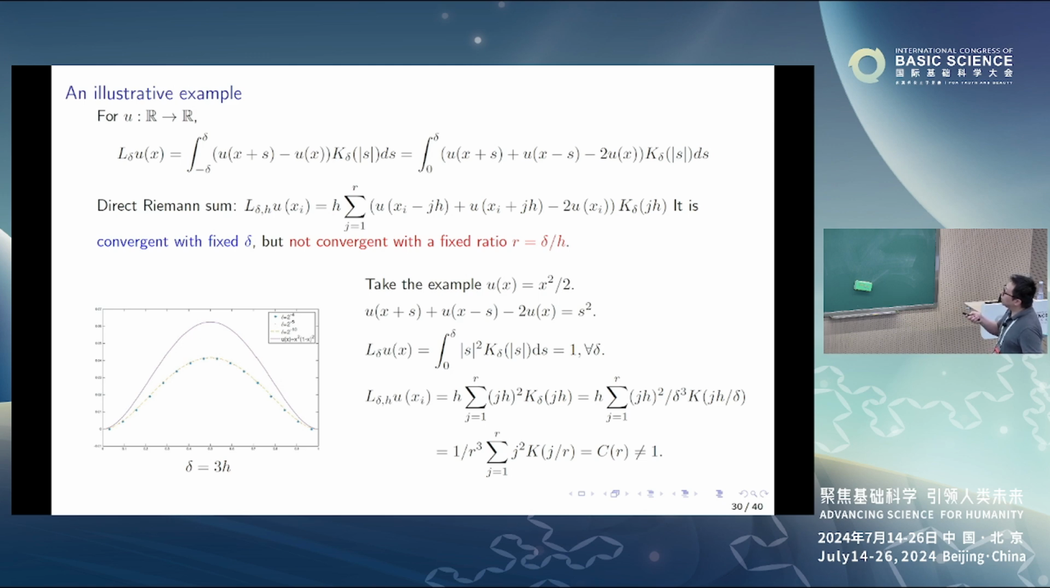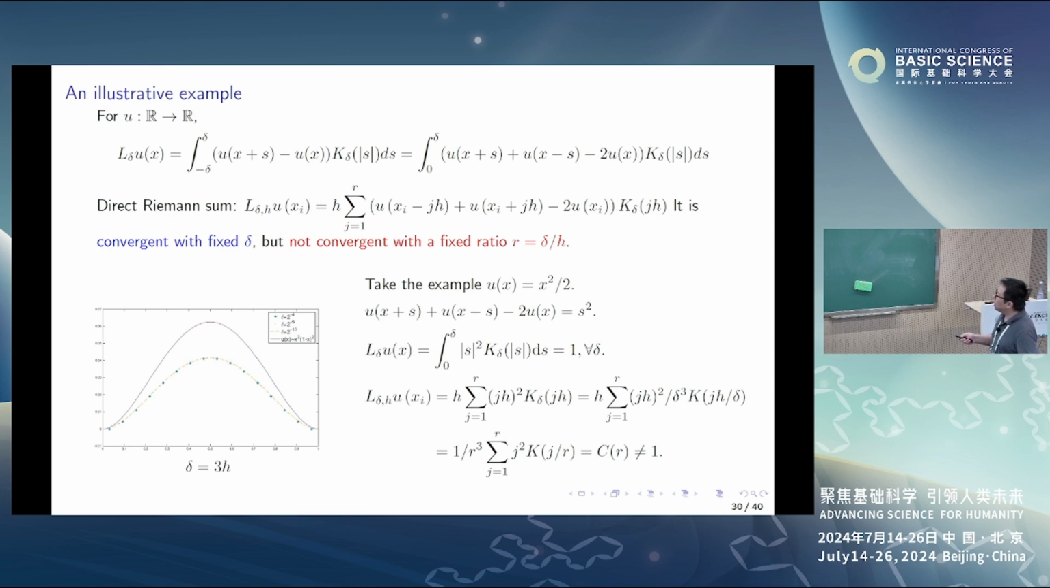Then we do a partition. We split the interval from 0 to delta into some small subintervals, and the length of a subinterval is called h. And this r is the ratio between delta and h. Then we can approximate this integral by using a direct Riemann sum. So if you fix delta and let h go to 0, you must have convergence, right? But now let's keep the ratio r equal to delta over h, and let's see what happens.